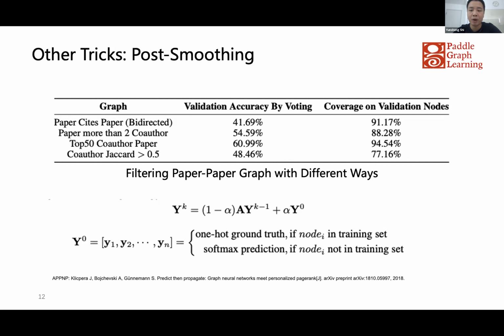We find that simply voting on the co-author graph can achieve a higher prediction accuracy. And we use it as the final filtering graph, and we use the standard APPNP equation to perform the label propagation smoothing.